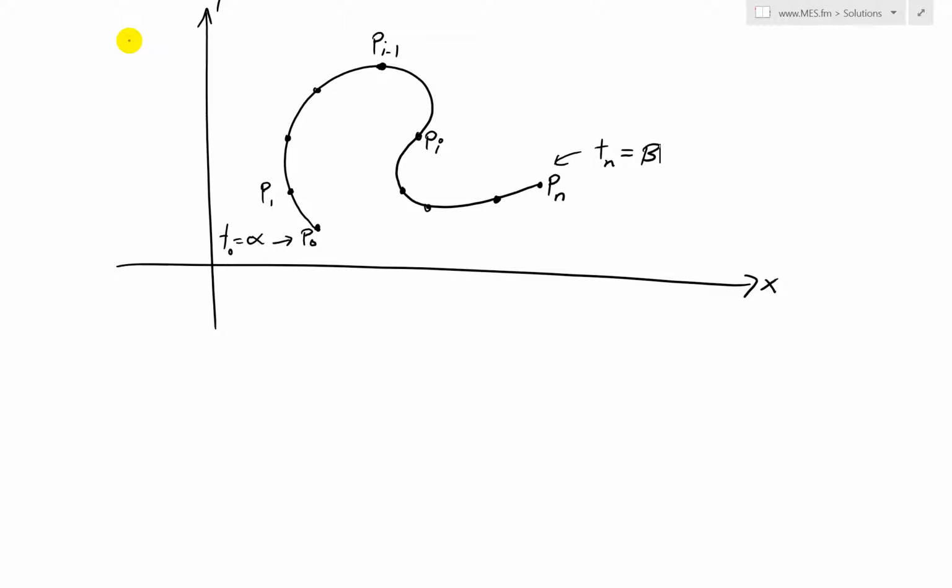And now the next step is to use our polygonal approximation. All it is is to draw straight line segments from each point, like this, and here, etc., like that and this.